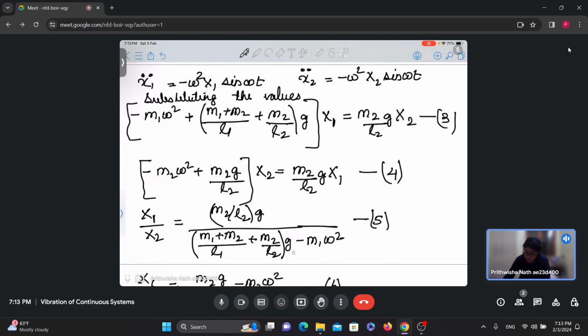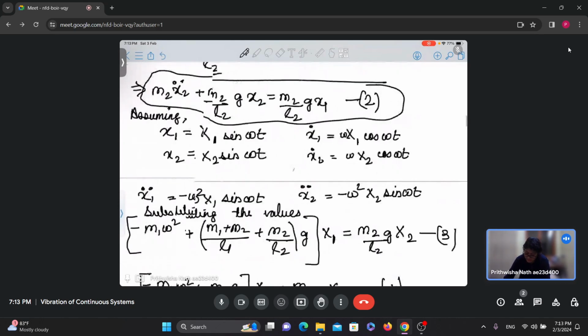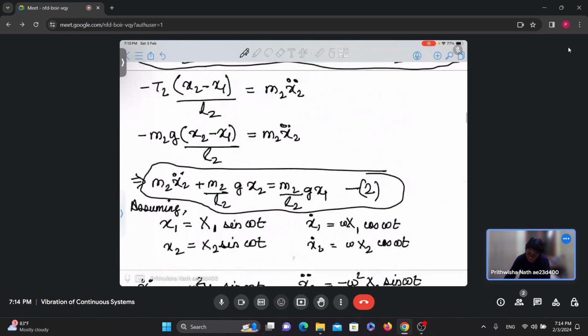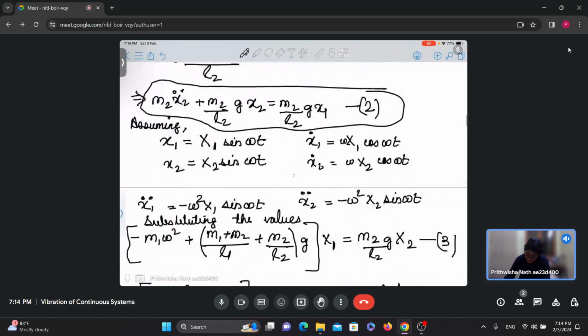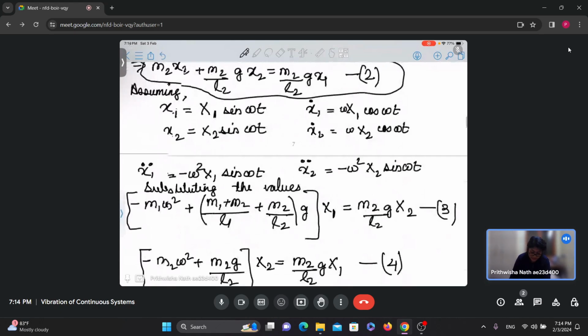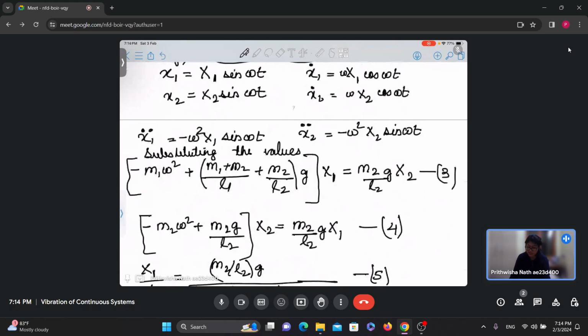Now the second equation, this equation, we have substituted the values for x, and what we got is minus m2 omega square plus m2 divided by L2 g into X2 equals m2 divided by L2 g into X1. So we just rearrange this.